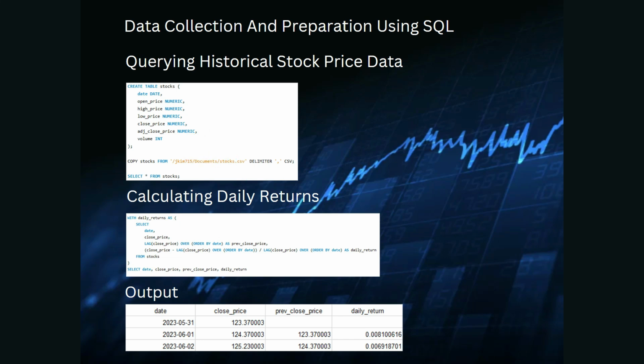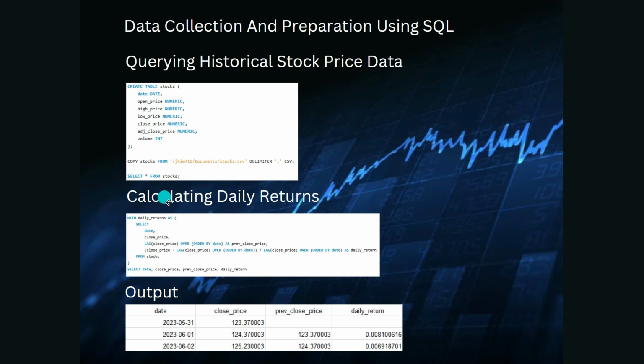Open is the opening price of the stock at the beginning of the trading day. High is the highest price at which the stock traded during the trading day. Low is the lowest price at which the stock traded during the trading day. Close is the closing price of the stock at the end of the trading day. The adjusted closing price accounts for corporate actions such as dividends, stock splits, or mergers. And volume is the total number of shares traded during the trading day.